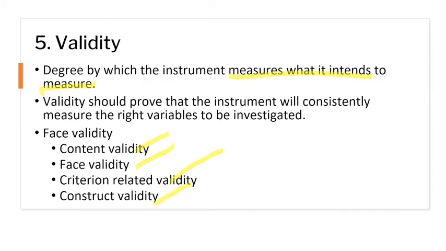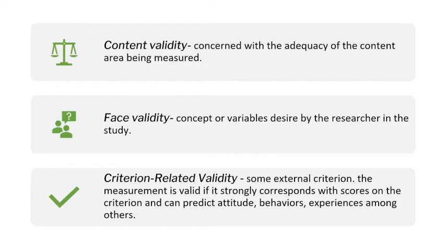Oftentimes, we use content validity, wherein you present your research to 3 experts in research and 3 experts in the field that you are studying. Then you ask them to evaluate whether the questionnaire is appropriate for your variable. They will tell you, oh, this question is not appropriate, you better revise this, change this, or remove this. That's how validity works. So, content validity is concerned with the adequacy of content of the area being measured. Face validity: concepts or variables desired by the researcher in the study.